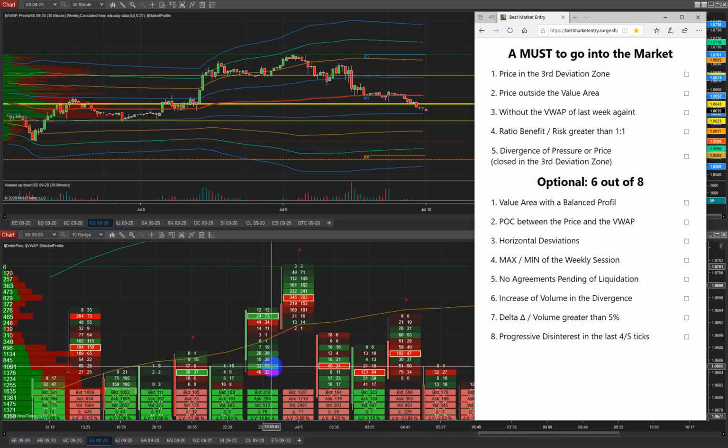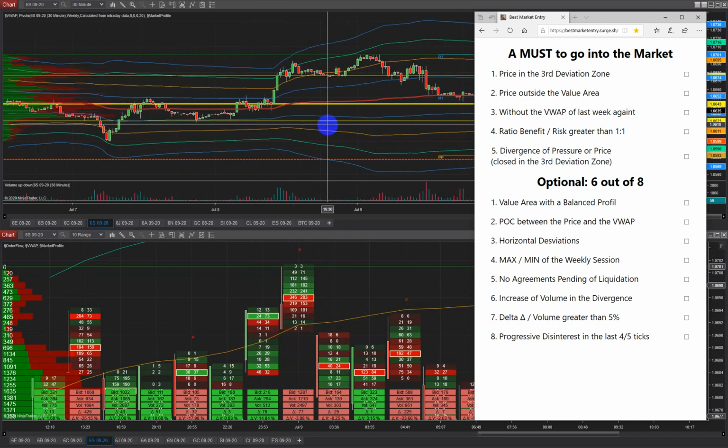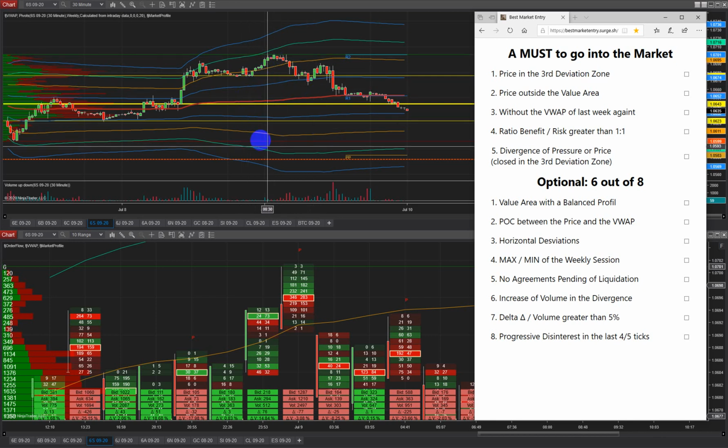It was like at 3:30 in the morning when this closed. 3:30, 31 is when it started with the divergence that we got here. So we're gonna analyze how the market behaved, and we're gonna see what was going on here.